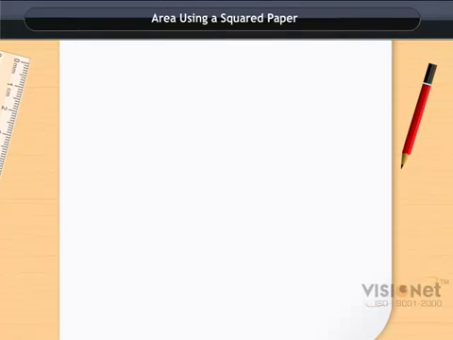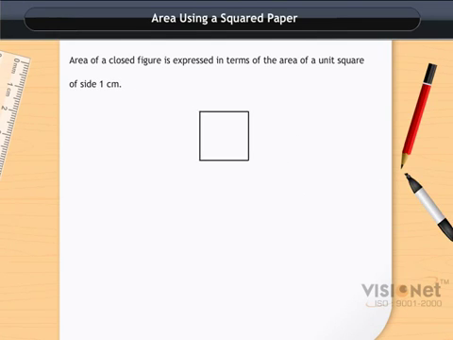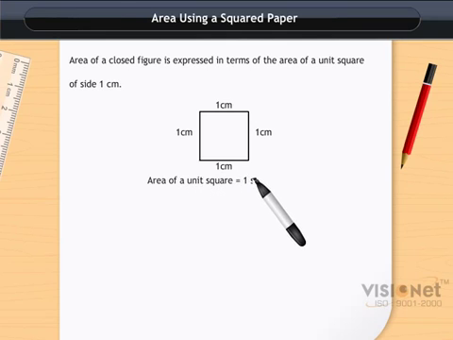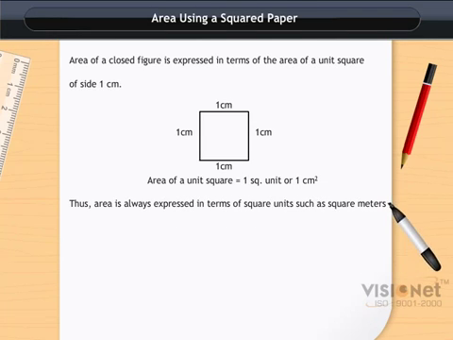Area using a squared paper. Area of a closed figure is expressed in terms of the area of a unit square of side 1 centimeter. Area of a unit square is equal to 1 square unit or 1 centimeter square. Thus, area is always expressed in terms of square units such as square meters or square centimeters.